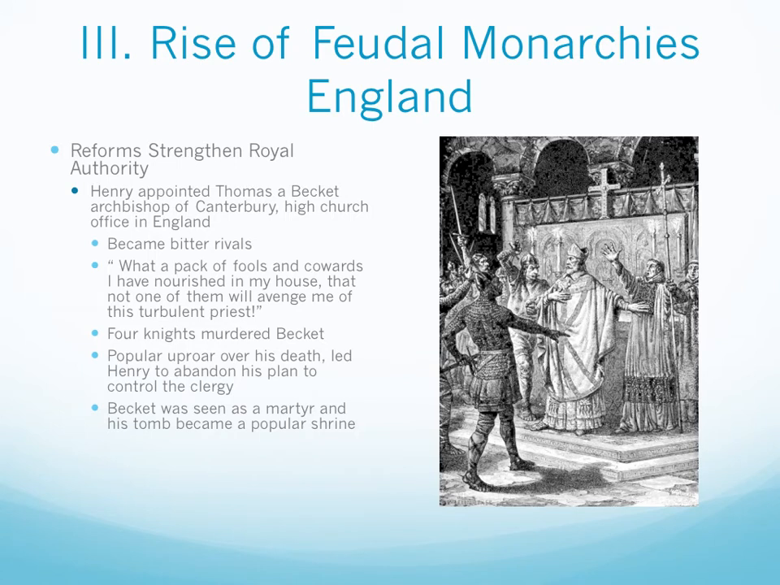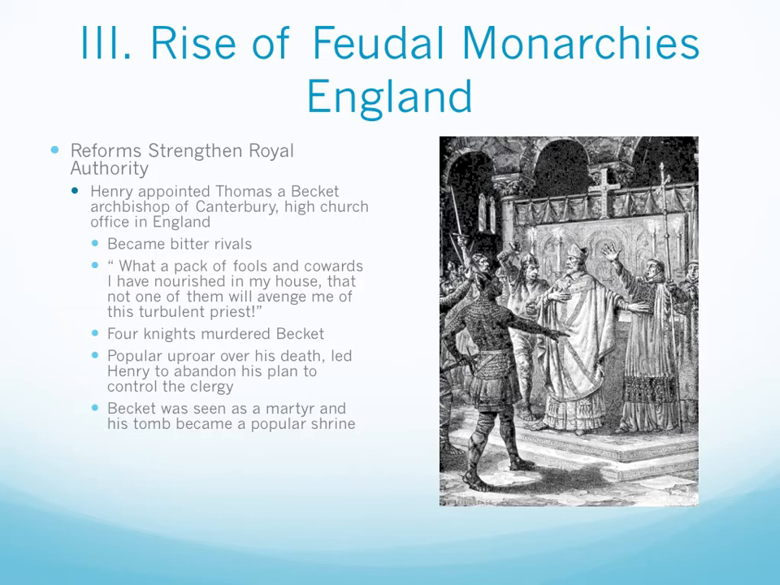Okay, Henry, again, also kind of practicing lay investiture, appoints Thomas à Becket Archbishop of Canterbury, which is a very high church office in the country of England. But he and Thomas are going to become bitter rivals, and Henry will make this comment at court: "What a pack of fools and cowards I have nourished in my house, that not one of them will avenge me of this turbulent priest." And so pretty much he's just asking his knights to go and murder Becket.